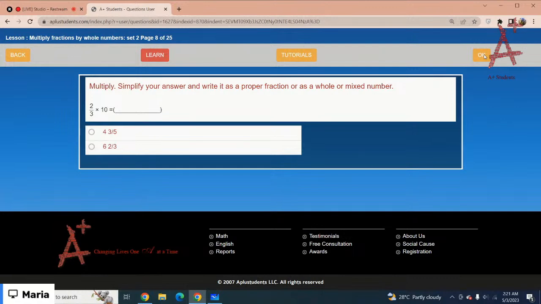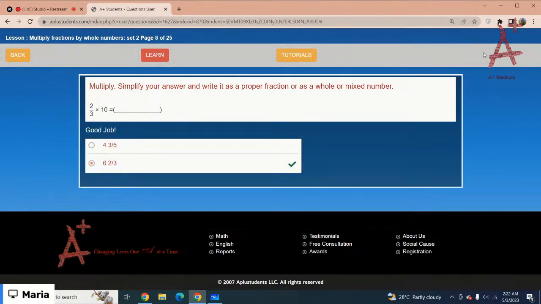Okay, the next one is 2 by 3 times 10. 10 times 2 is 20 and 20 divided by 3 equals, you need to count 3 until 20. So 10 times 2 is 20 and 20 divided by 3. So it would be 3 times 6 is 18 and you have 2 as a remainder. So it would be 6 whole 2 over 3. The second option is the correct one.